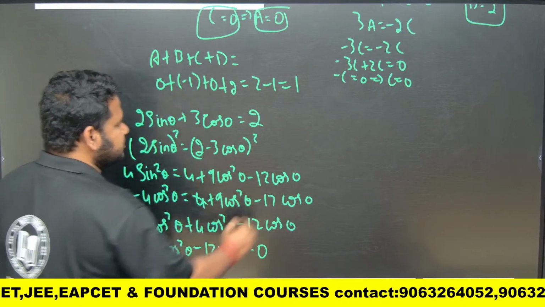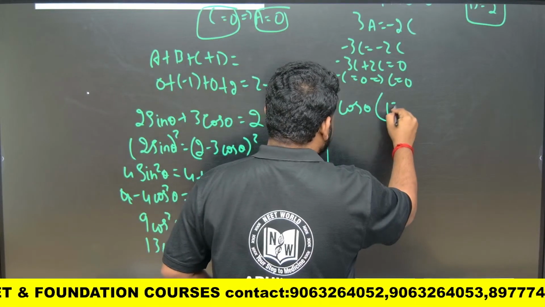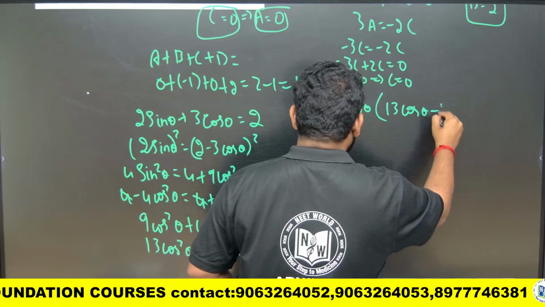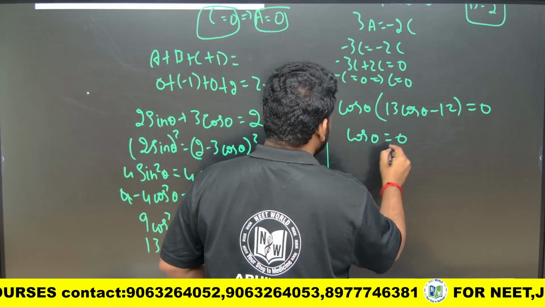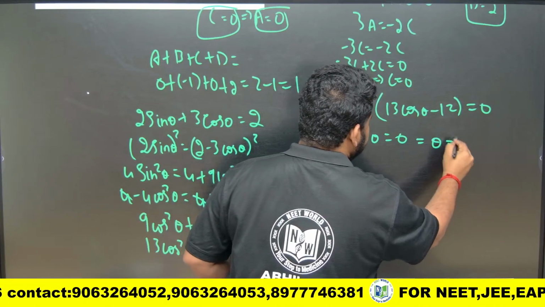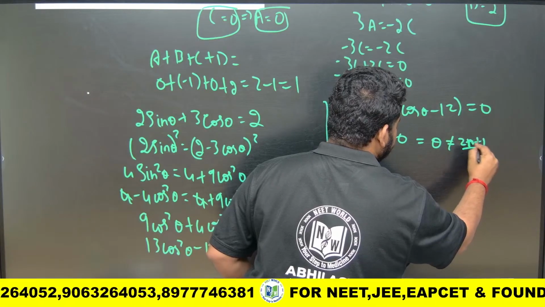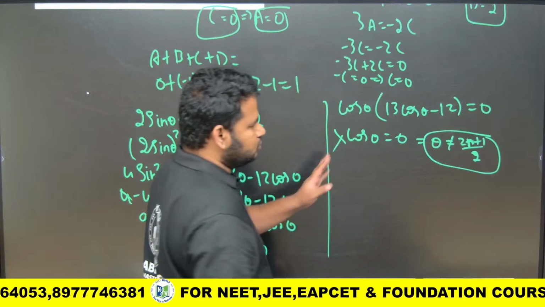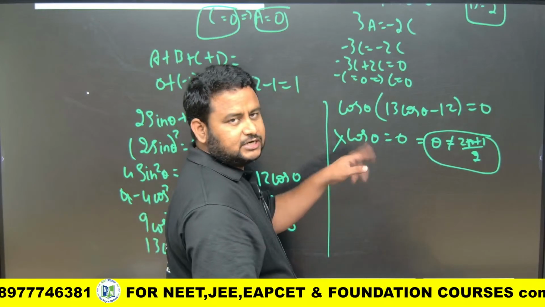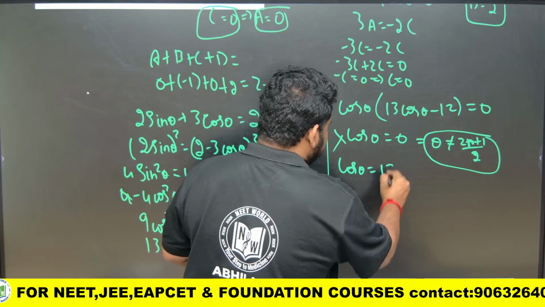If I take cos theta common, this becomes cos theta into 13 cos theta minus 12 is equal to 0. So cos theta is equal to 0 is one of the options, but they have told that theta is not equal to (2n plus 1) pi by 2. This is not possible, so this value I cannot take. So 13 cos theta minus 12 is equal to 0, that is, I will get cos theta is equal to 12 by 13.